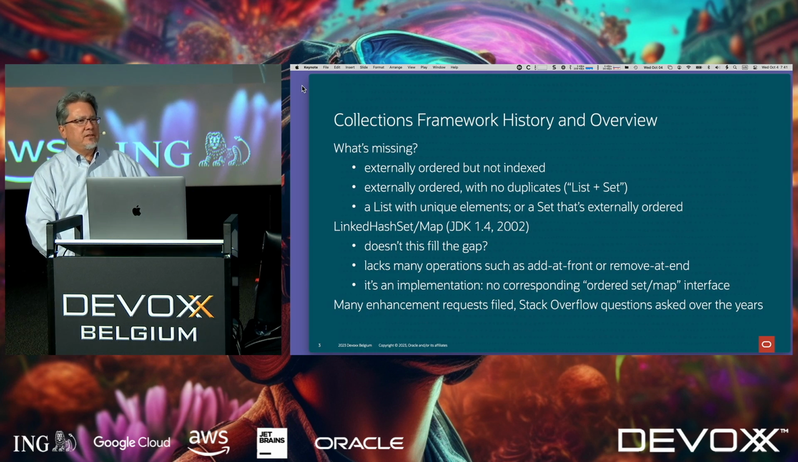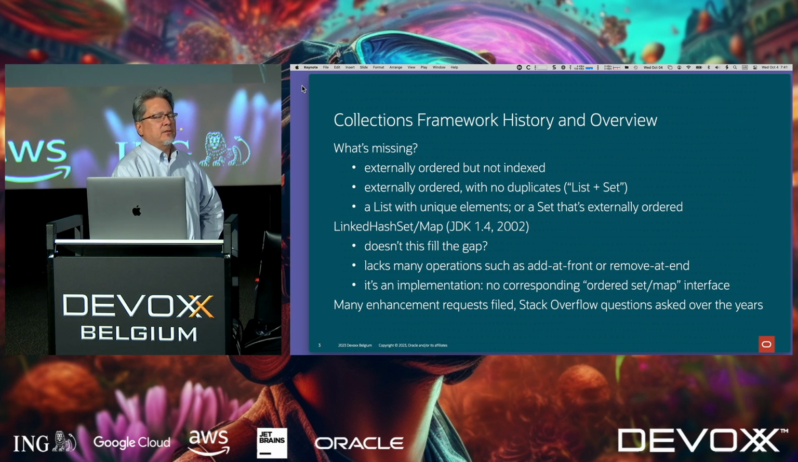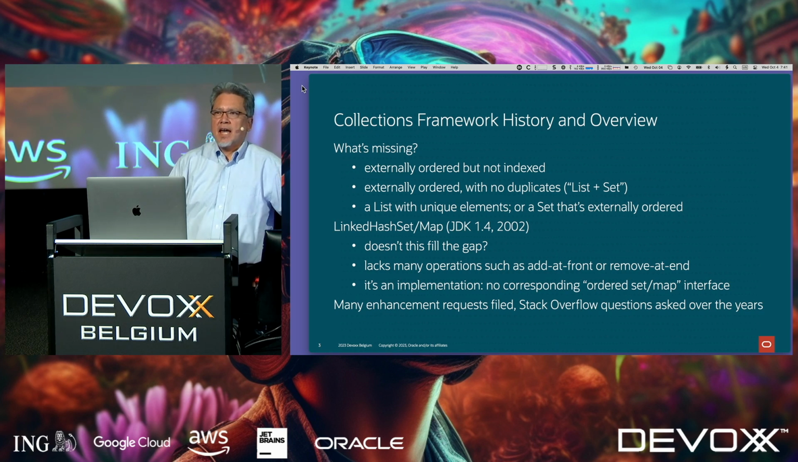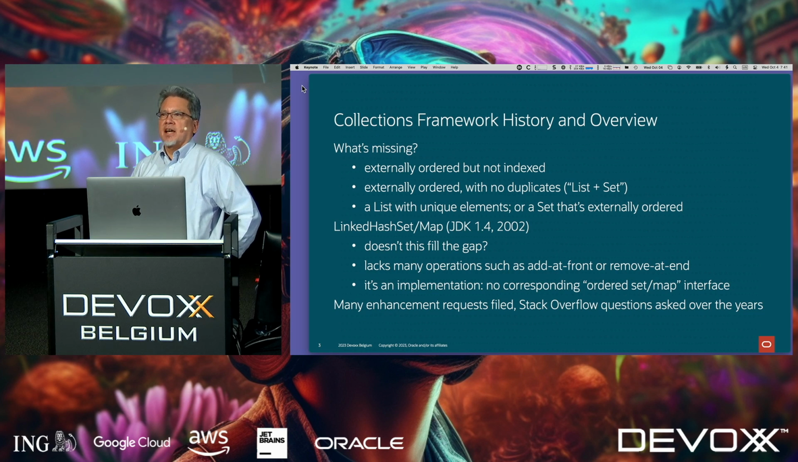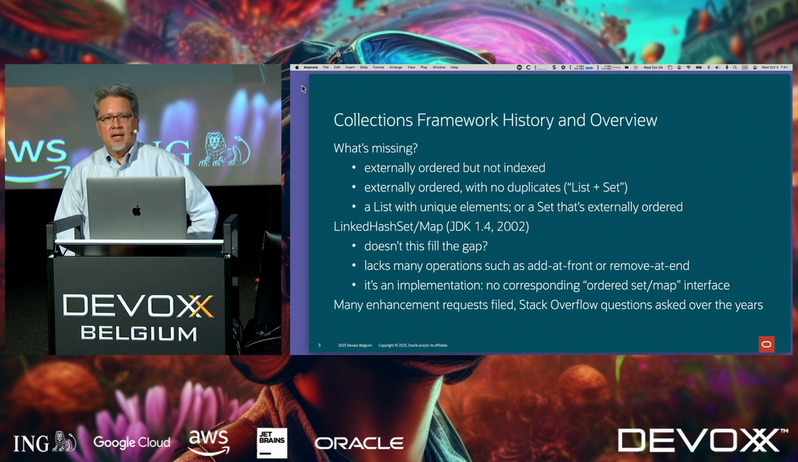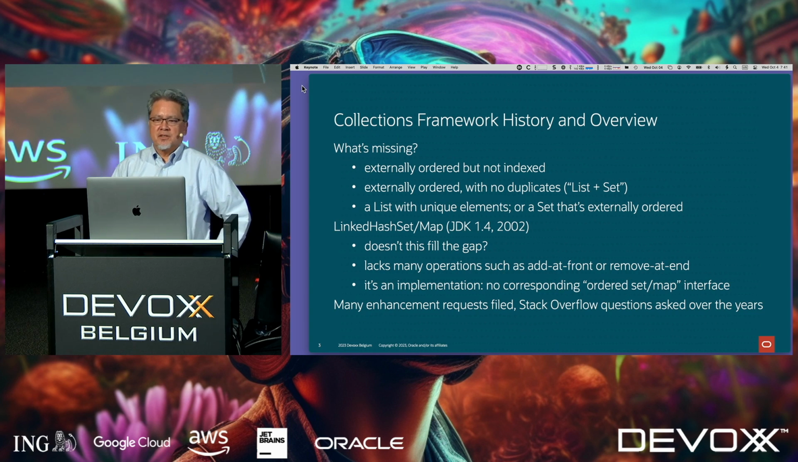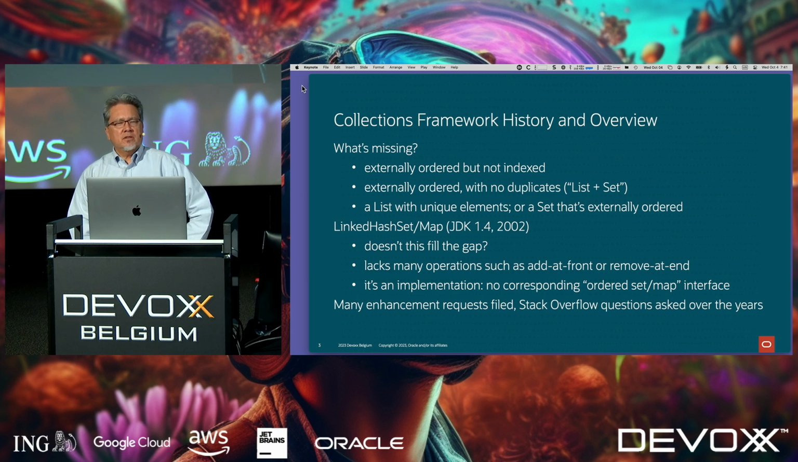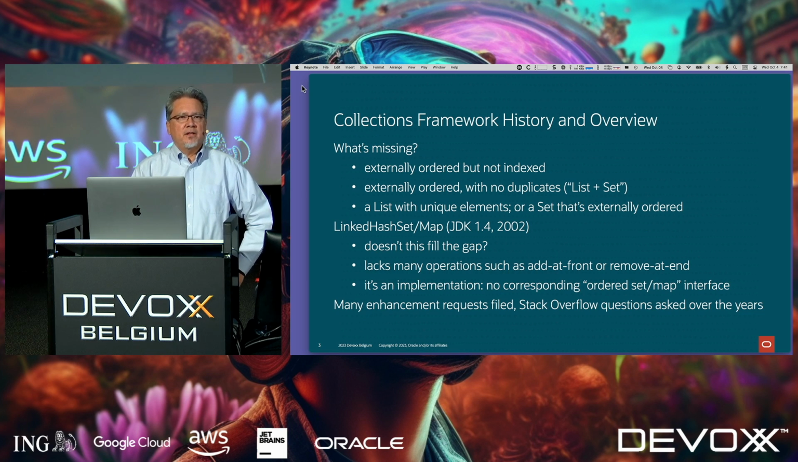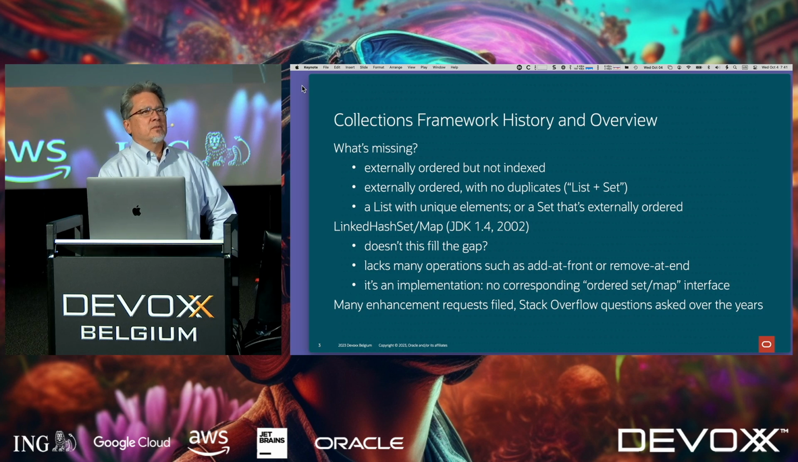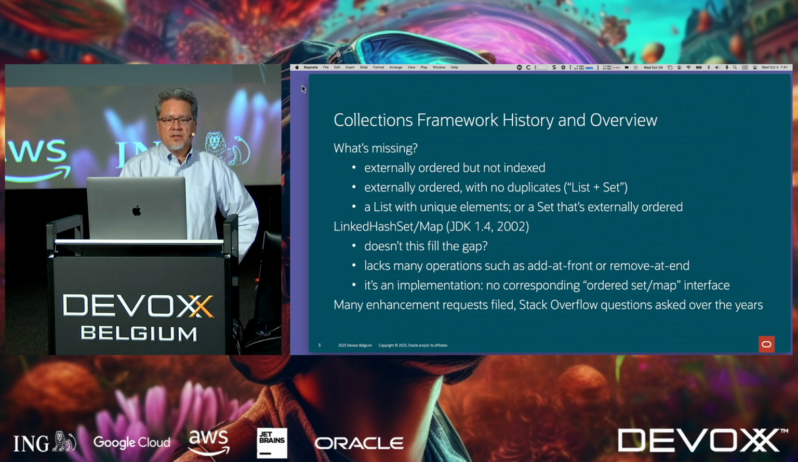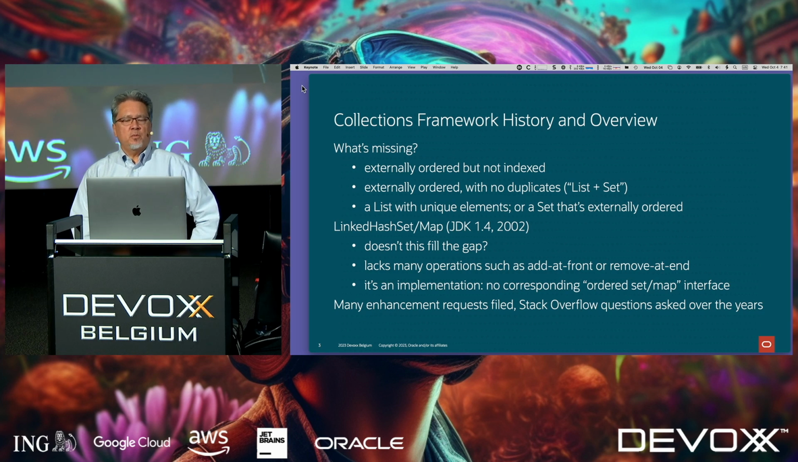All right, so that was a reasonably good range of semantics for the different collections, but there's some things missing. And people would ask about this from time to time, and this would be manifested in bugs that were filed, enhancement requests filed in the bug database, and then more recently in Stack Overflow questions and places like that. So there's no collection interface that specified things that were sort of mixtures of some of the things I discussed on the previous slide. For instance, there's nothing that was externally ordered but not indexed. There was nothing that was externally ordered but with no duplicates.